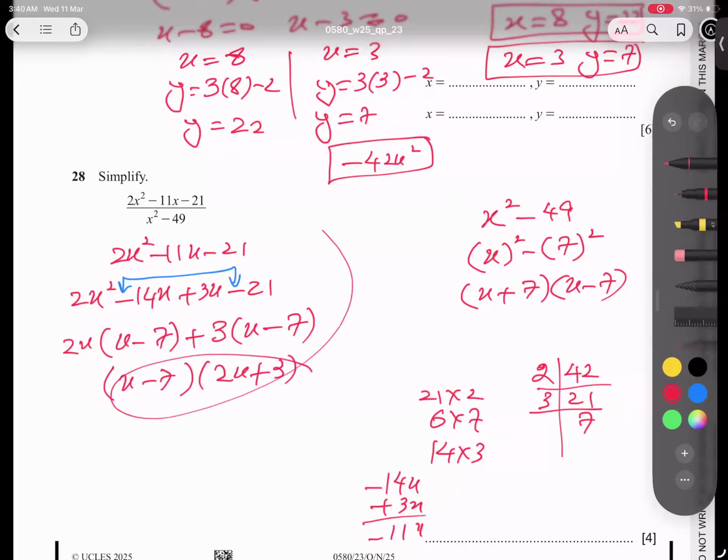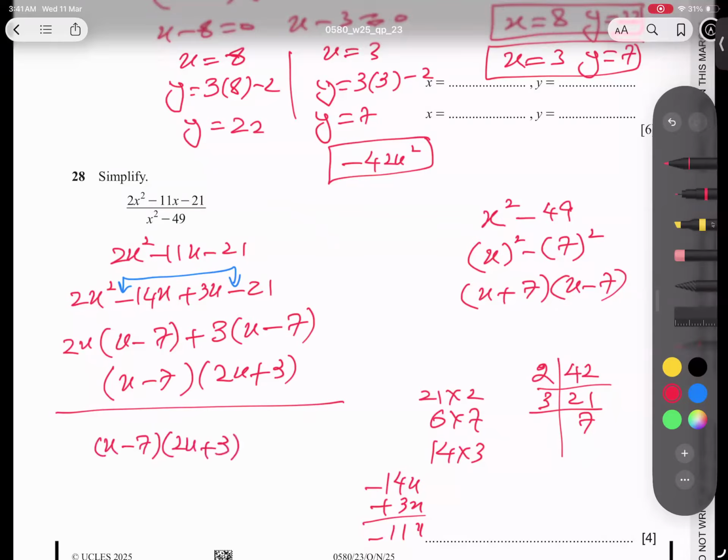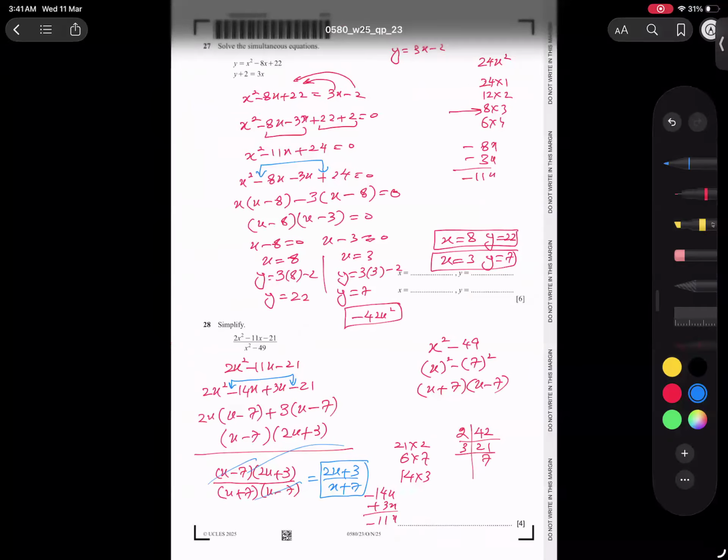And now, students, this I'm writing in the numerator and this I'm writing in the denominator. So I'm writing it now here. So I'm getting (x minus 7)(2x plus 3) over (x plus 7)(x minus 7). So these two cancel out and I'm writing my answer finally here in blue color so you can understand. This is our final answer. Let's talk about the next question.